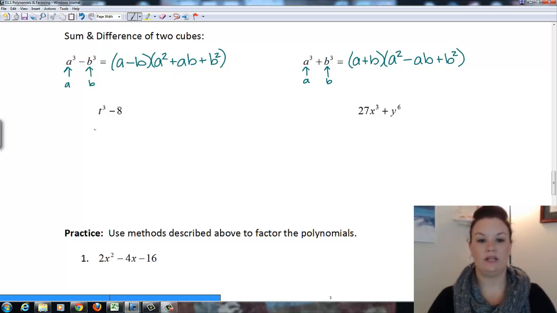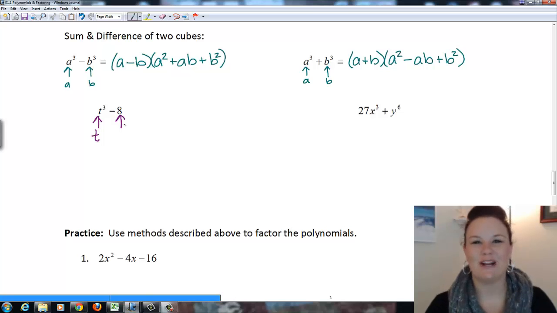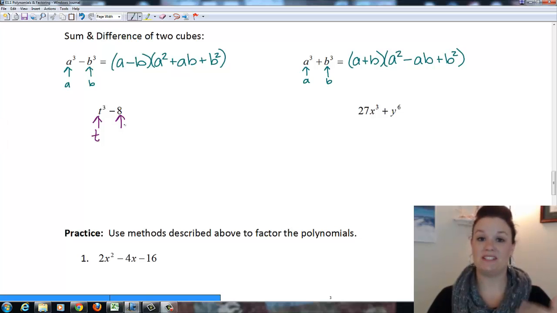So my example here is t cubed minus 8. My base that's being, no, sorry, not squared, cubed. My base that's being cubed to get t cubed is t. My base that's being cubed to get 8 would be 2. Now this is a difference, so I'm using this formula.